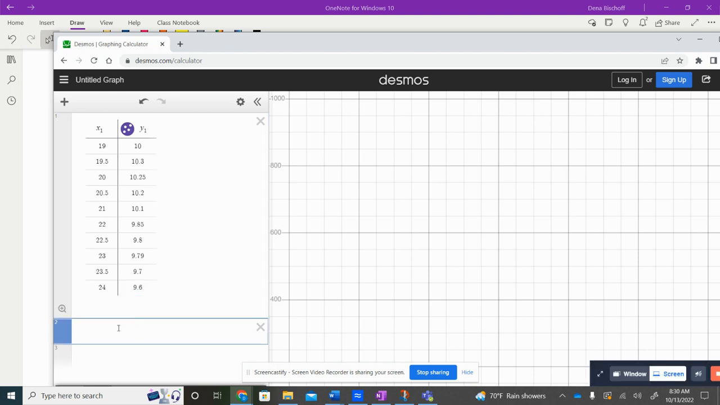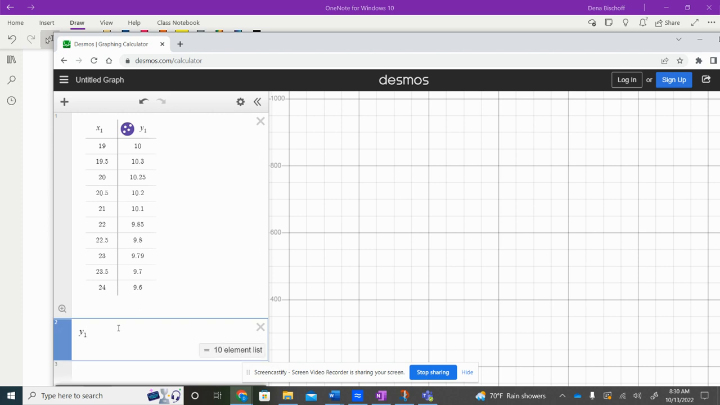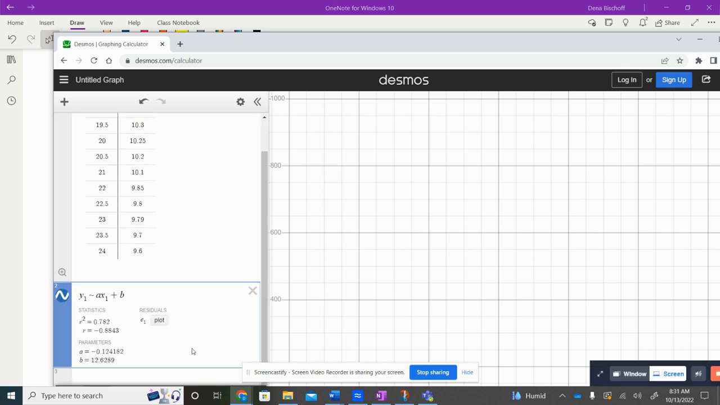Once you get your table input, remember you're doing Y1, the little squiggly. Oh, yeah, but remember that just means it's probably going to have a really strong correlation. If there's only one point that doesn't follow the pattern, it's probably going to have a really strong correlation. So Y1, shift, right below the escape button, AX1 plus B. And that gives you your equation.